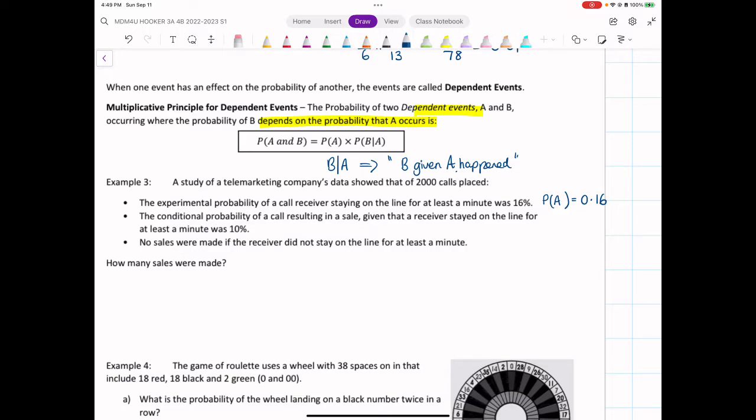The conditional probability, so this is your key word here, conditional. It's conditional upon a call resulting in a sale. The conditional probability of a call resulting in a sale, given that the receiver stayed on the line for at least a minute, which we already have, was 10%. So then we can write the probability of B, given that A happened, is 0.10. No sales were made if the receiver did not stay on the line for at least a minute.